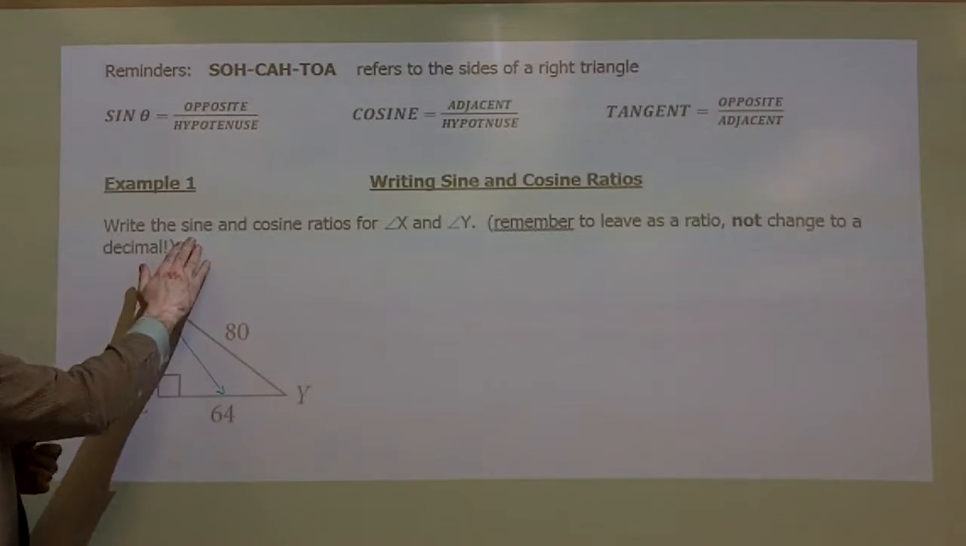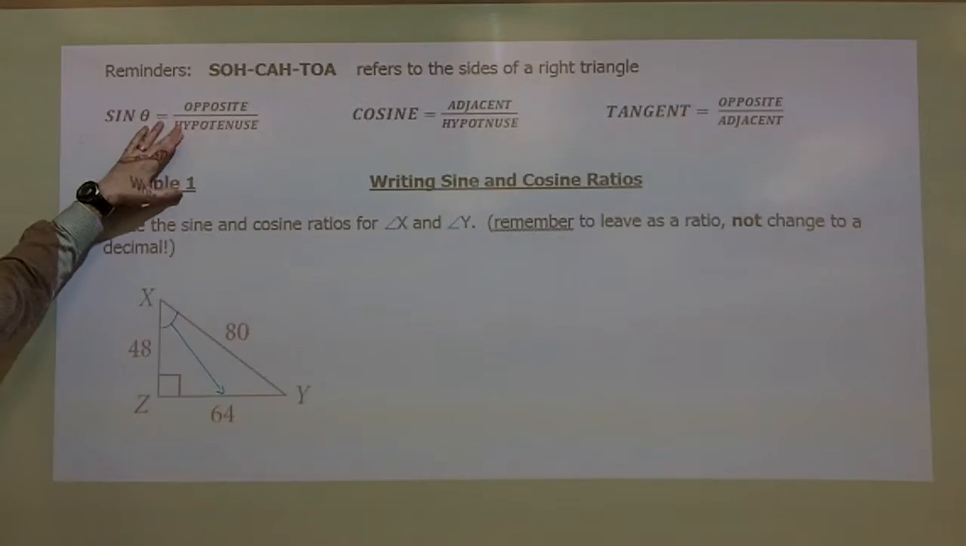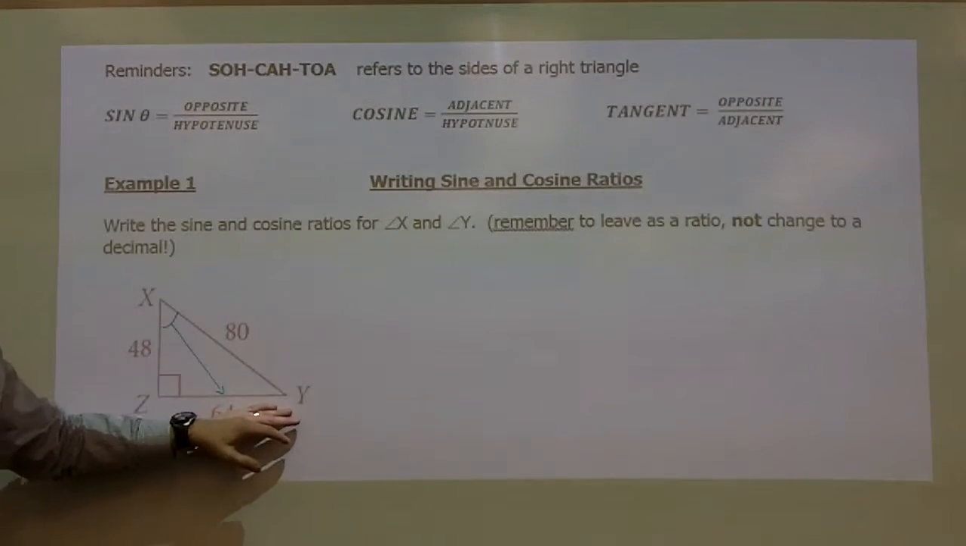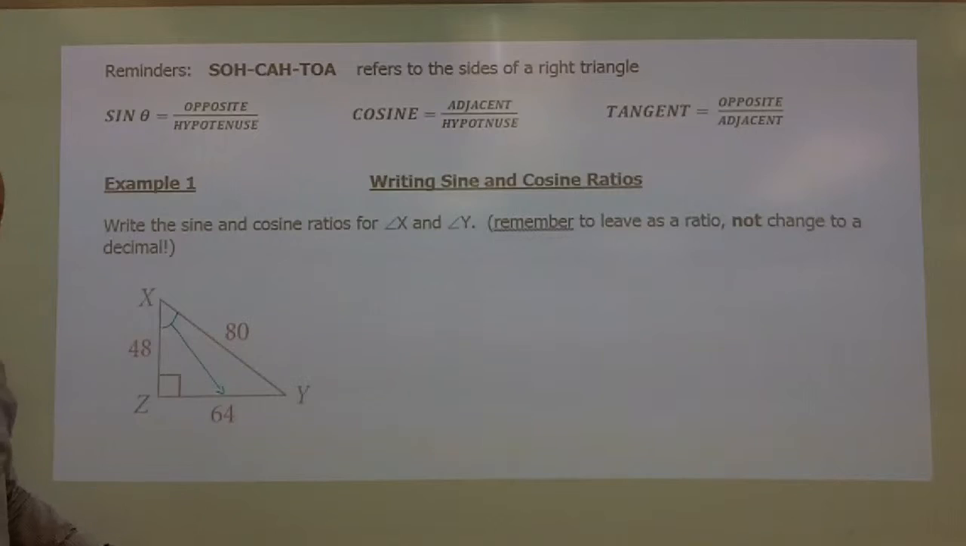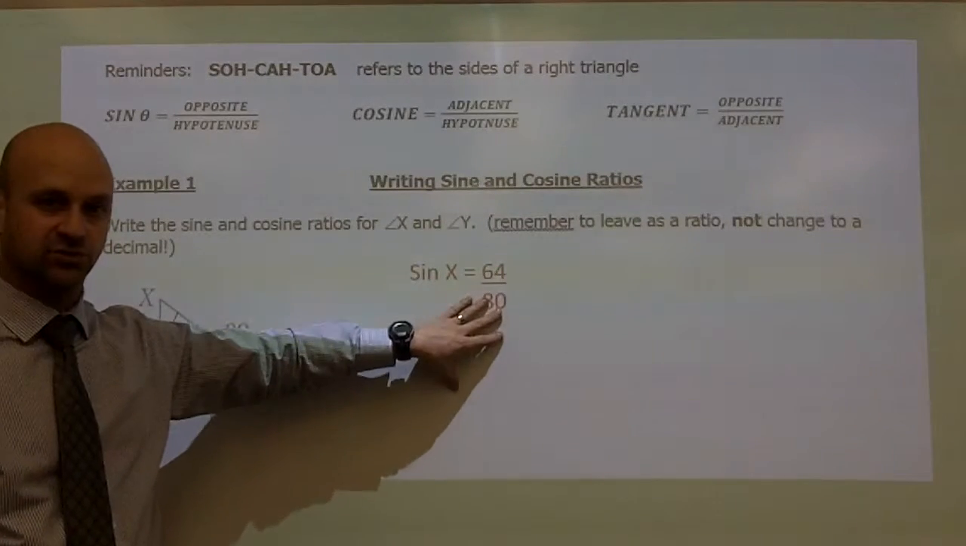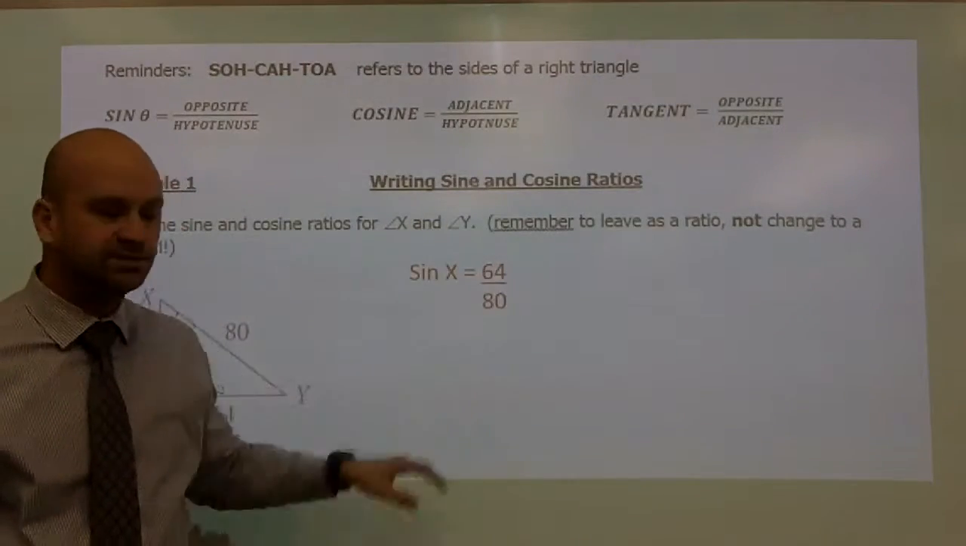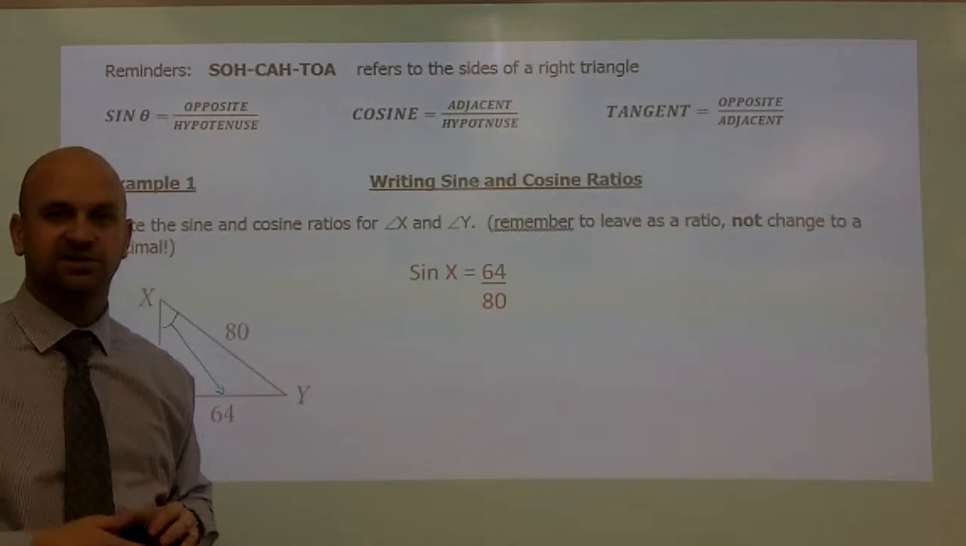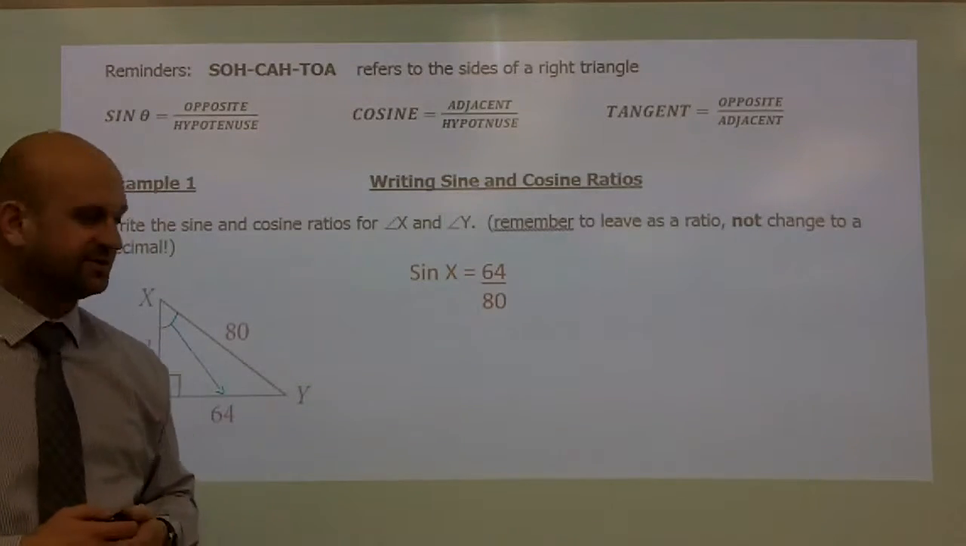In this case, because we want sine, we want opposite and hypotenuse. So the sine of x would be 64, which is the opposite side, divided by 80, which is the hypotenuse of the triangle. So sine of x would be 64 over 80. For right now, we can keep the fraction written like this, just so I can help you identify the different parts of the triangle.